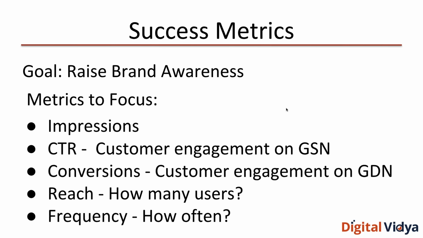Then there are two metrics which you can see on AdWords, which are called reach and frequency. Reach means how many users did you reach, unique users. Frequency, how often did you reach. So these are two things you can keep a tab on, because they are relevant to brand awareness.